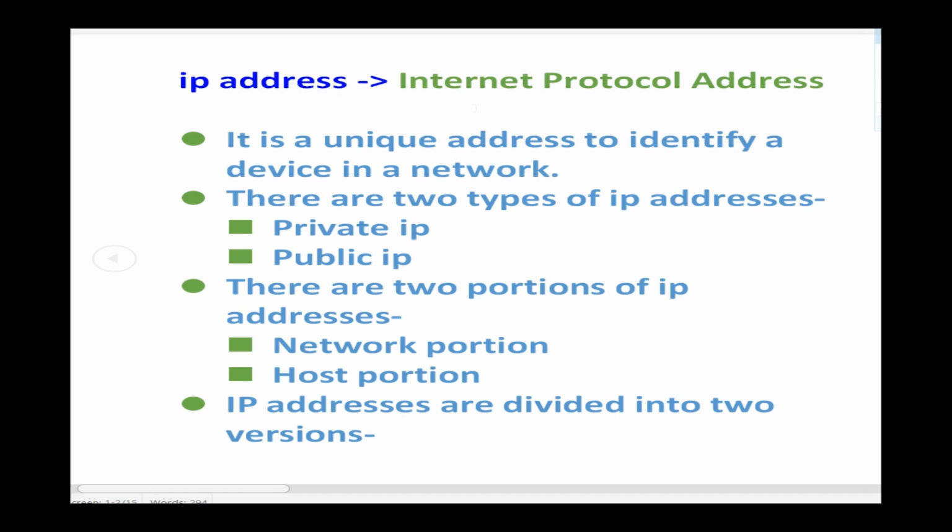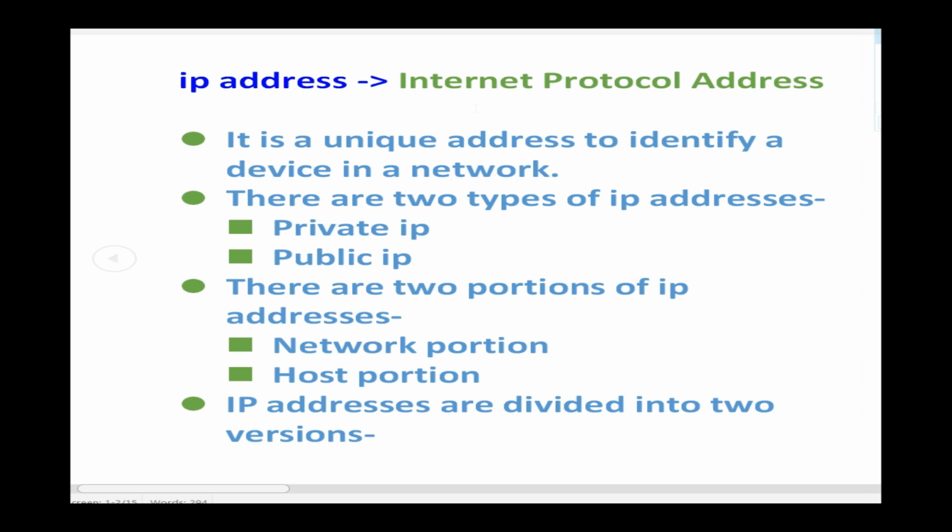So yesterday we have seen what is network, what are the types of network and what are the topologies of network. Today we are going to see about IP addresses. See, IP address means it is Internet Protocol address. It is a unique address to identify a device in a network.